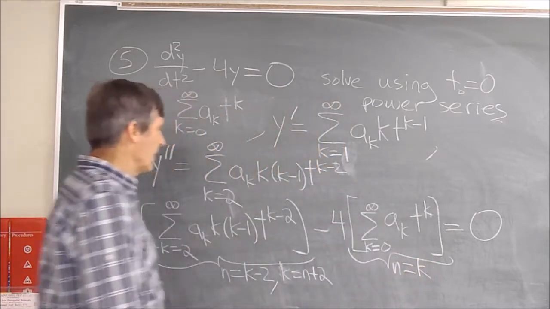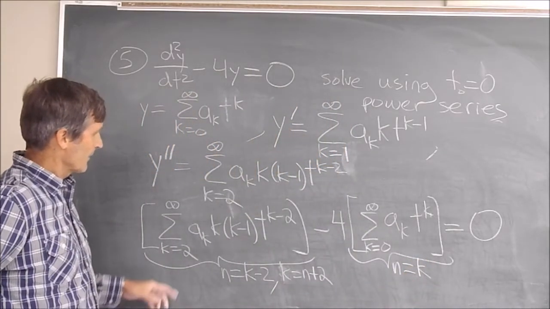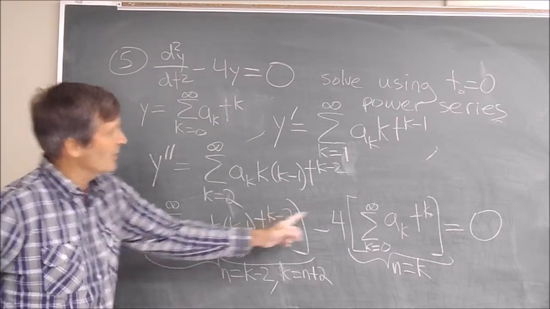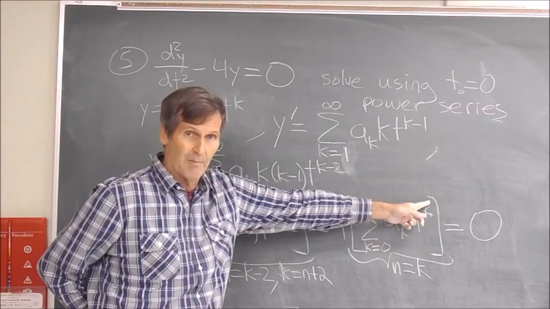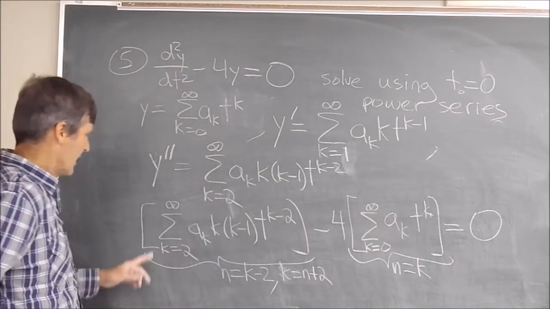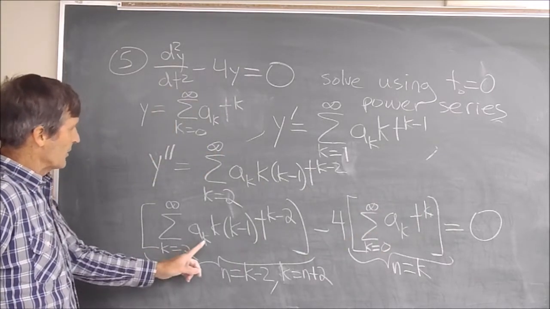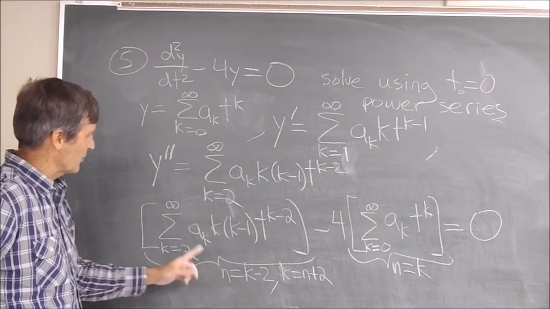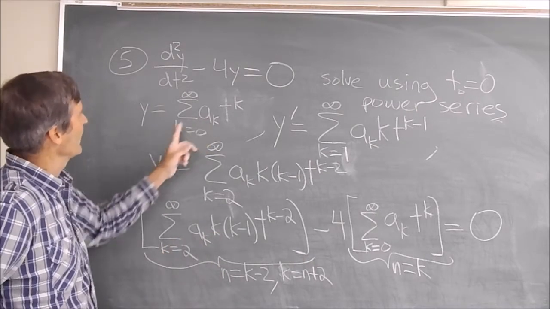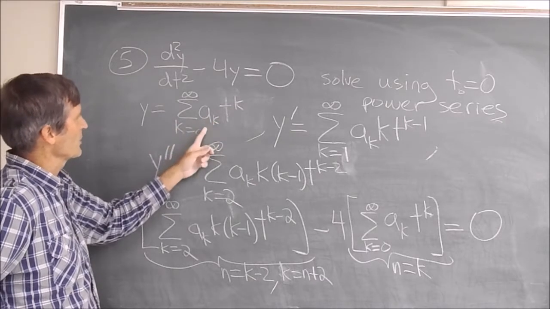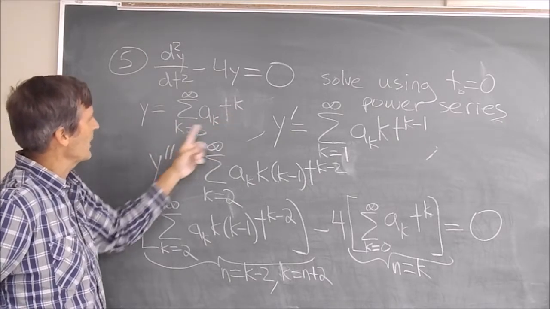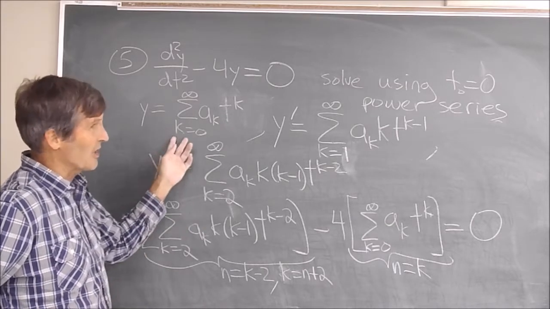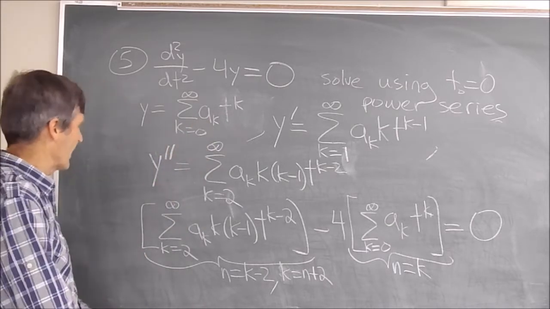I can do this because now when I finish here, this will be t to the n, and this will be t to the n. I'll have achieved the same power of t in each of these. And I can do this because k is just a dummy index, right? This sum here means a0 t to the 0 plus a1 t to the 1 plus a2 t to the 2. I can change this to n or p or whatever I want, and it'll be the same sum as long as I sum over the right indices.